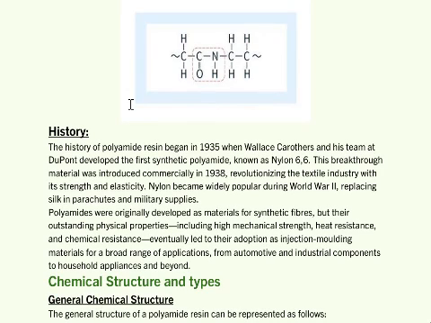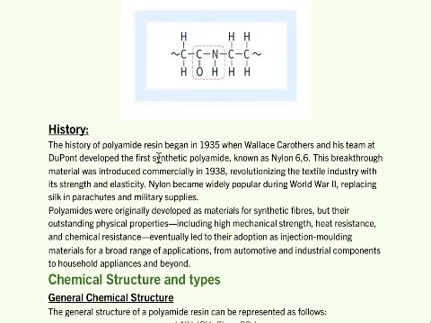Moving toward the history of polyamide, the concept of synthetic polymer began gaining attention in the early 1900s. Scientists explored the possibility of creating artificial fibers that could surpass the properties of natural fibers such as silk, because silk was mostly used at that time. But the polyamide resin was introduced to the world in 1935.